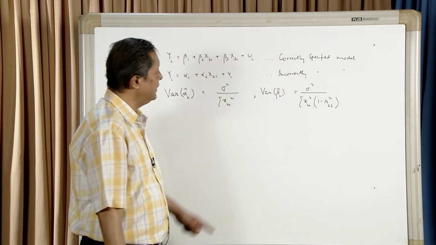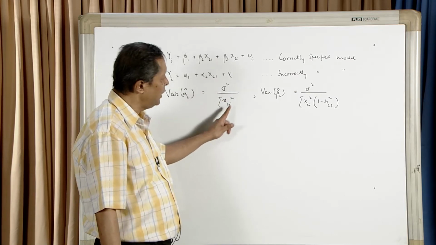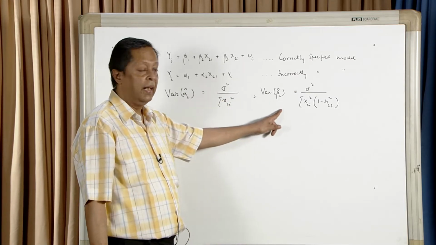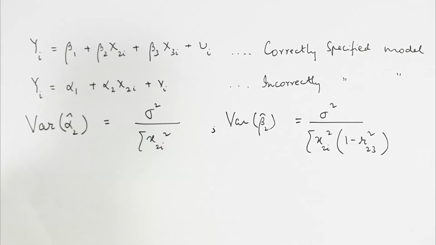And so, we see that this variance from the incorrectly specified model will be smaller than the variance that we would have obtained had we gone for the correct specification. So, there seems to be an apparent trade-off. Although the estimate is biased, its variance is smaller, but that is not the whole story.